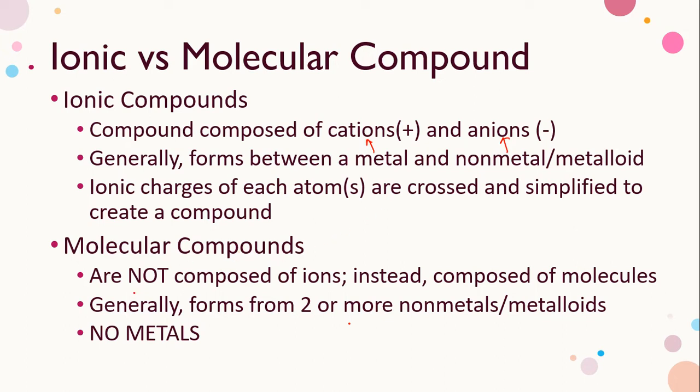Molecular compounds are not composed of ions, so that means they shouldn't have polyatomics in them at all. Instead, they are composed of molecules. Generally, we say they are made up of two or more nonmetals, and that can also include metalloids as well. But absolutely no metals whatsoever. So if you see a metal, that's ionic.